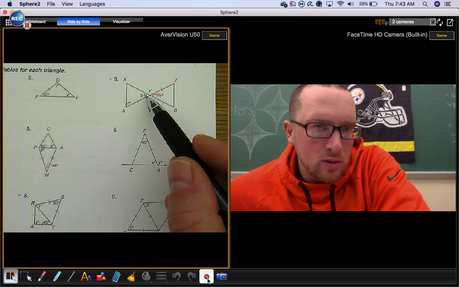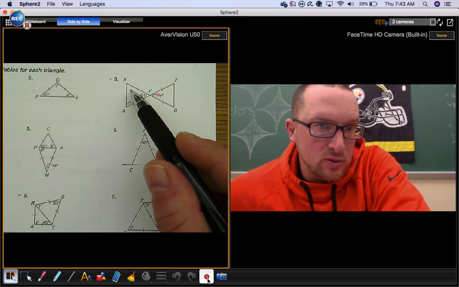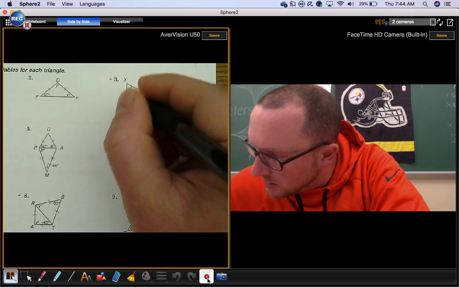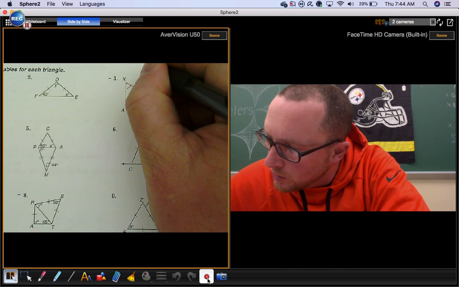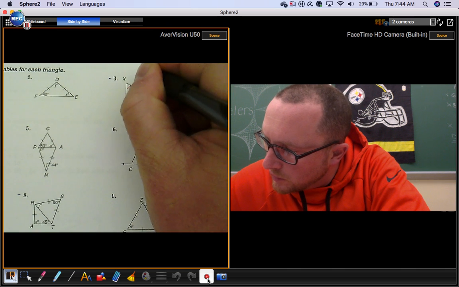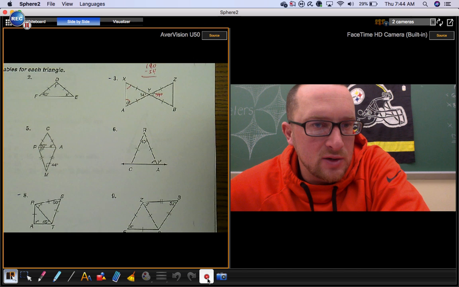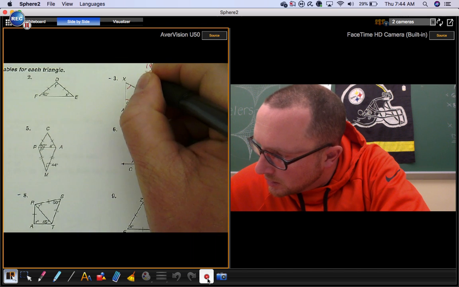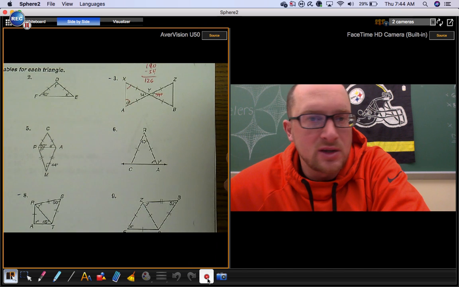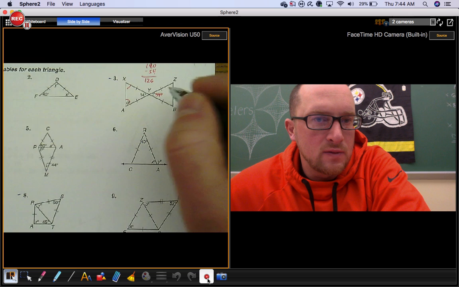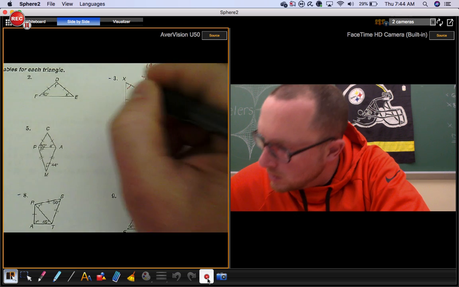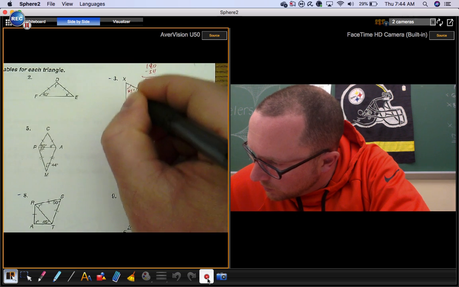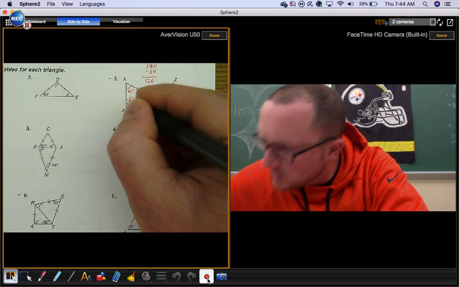If you know a vertex angle for an isosceles triangle, you can definitely find the base angles because the base angles are congruent, remember. So if you take 54 degrees away from 180, that's going to give you 126. Divide that by 2. That's going to give you 63 for both. We're dividing by 2 because they're both the same.